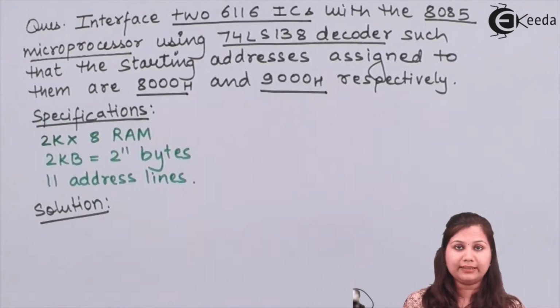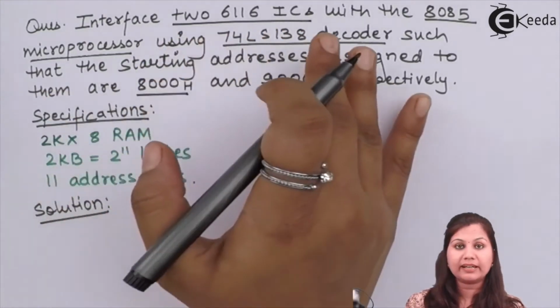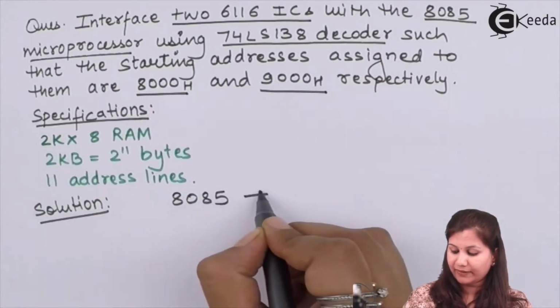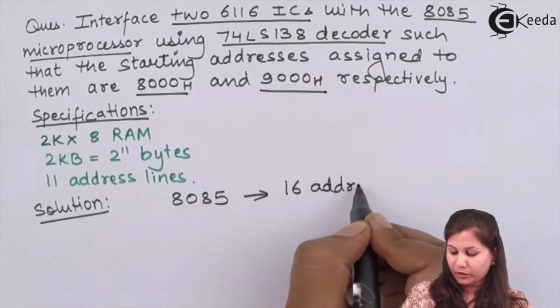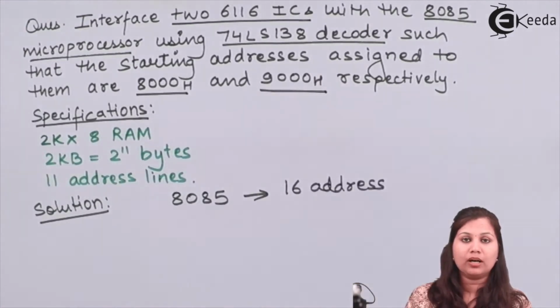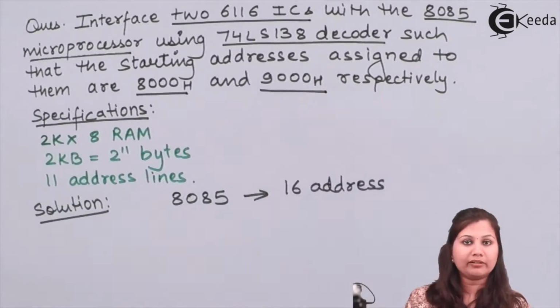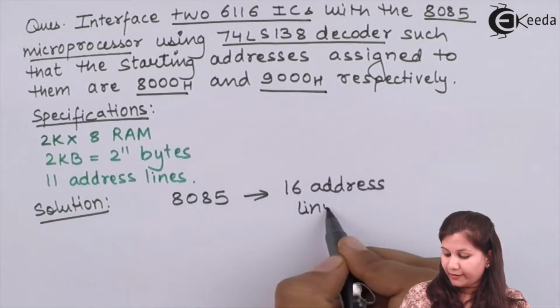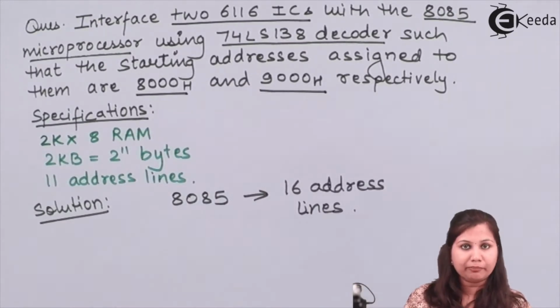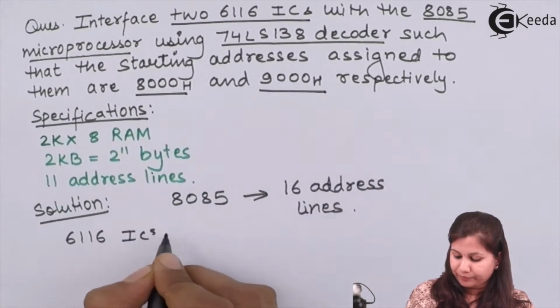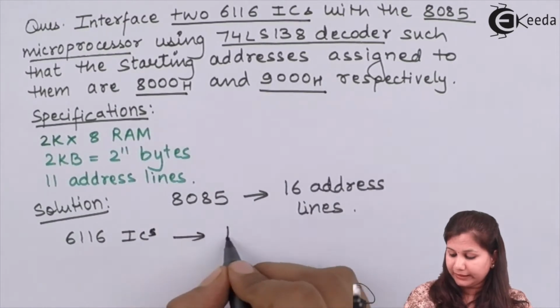First of all, we are interfacing the ICs with the 8085 microprocessor. The 8085 microprocessor has 16 address lines. For interfacing, we need to select those memory chips, then only communication can be done between the microprocessor and the memory chips. So for that, we have to address those memory chips. There are 16 address lines in the 8085 microprocessor, but the 6116 ICs have only 11 address lines.